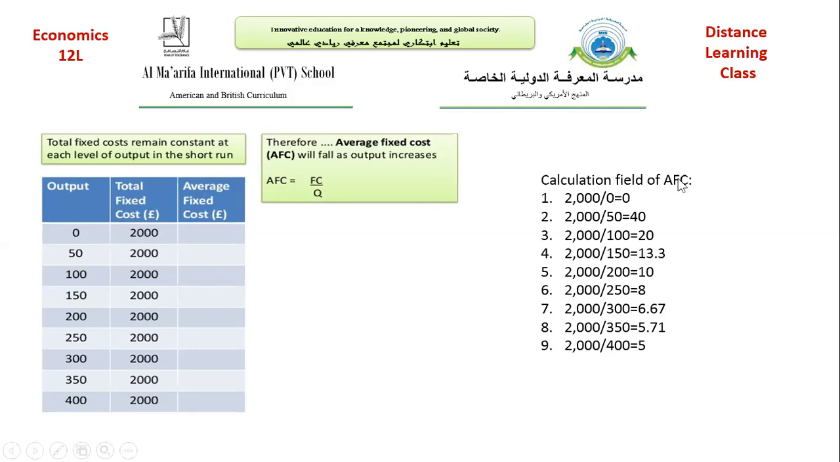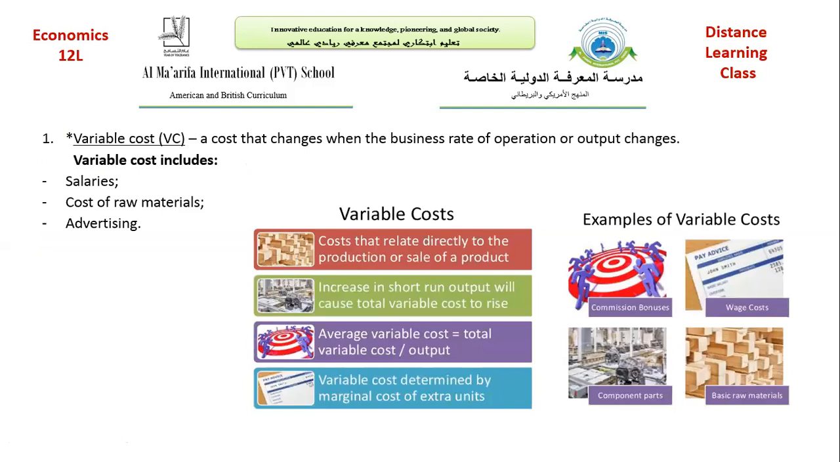Calculation field of average fixed cost. We're coming to the first one. 2000 over 0, as an answer, we're getting 0. 2000 over 50, as an answer, we're getting 40. 2000 over 100, as an answer, 20. 2000 over 150, 13.3. 2000 over 200, the answer is 10. 2000 over 250, the answer is 8. 2000 over 300, the answer is 6.67. 2000 over 350, the answer is 5.71. 2000 over 400, the answer is 5. As you can see, calculation is very simple. Next one, variable cost.